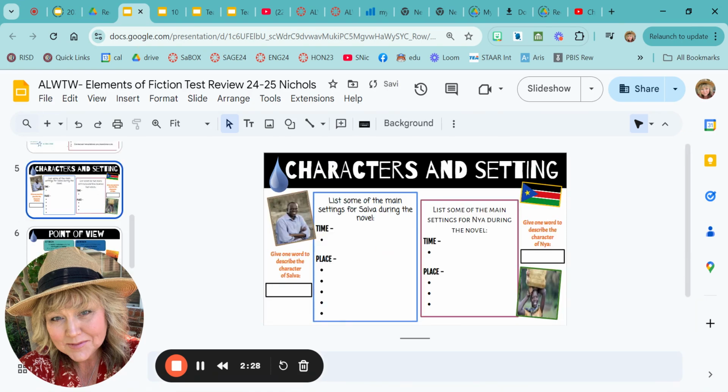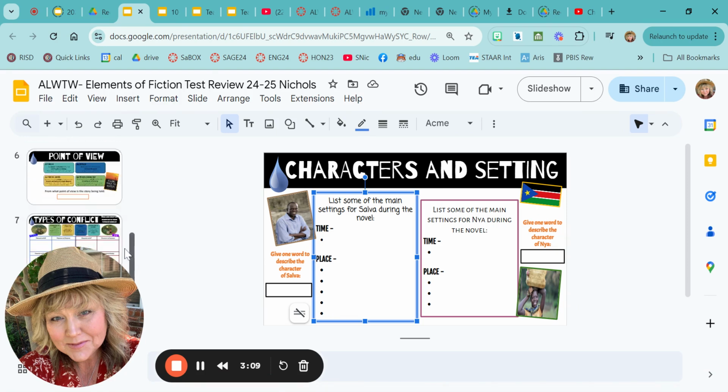And then the next slide is over the characters and the setting. So the left side will all be Salva. Give one word to describe the character of Salva. And then you're going to list the main settings. Now, there were many settings, but you're going to put his time period. It was said at the beginning of every chapter. And then you're going to list some of the places for Salva. And then you will do the same thing for Naya: her time period, again, hint, hint, at the beginning of the chapter, and the places where she lived. And then give one word to describe the character of Naya.